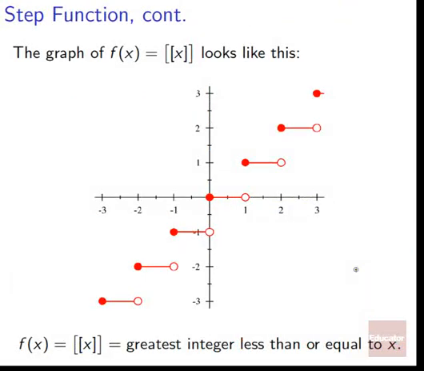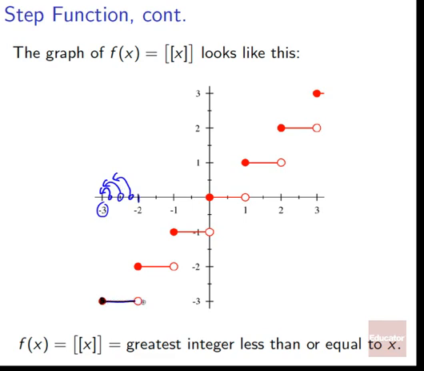So the graph of f of x equals the step function looks like this. Why does it look like this? Well, remember, at negative 3, where do we get placed? Negative 3 is an integer, so it just goes right here. What about anything in the middle? Anything in the middle would get placed onto negative 3, because they'd have to be rounded down to the greatest integer they're connected to. So that's why we get that.